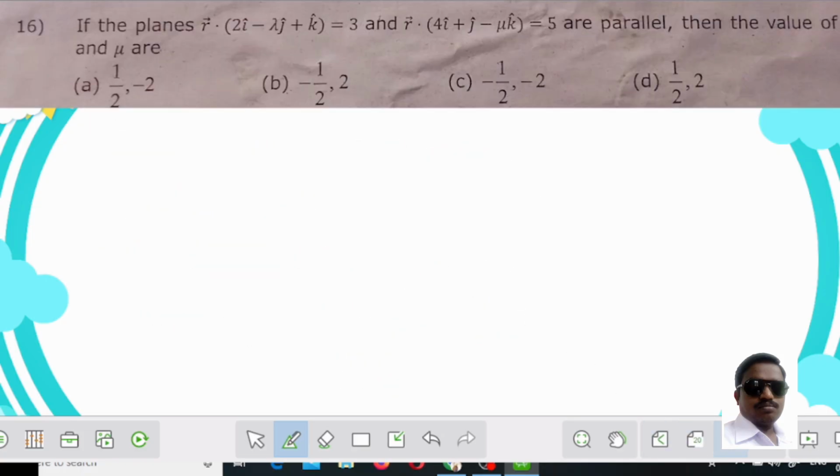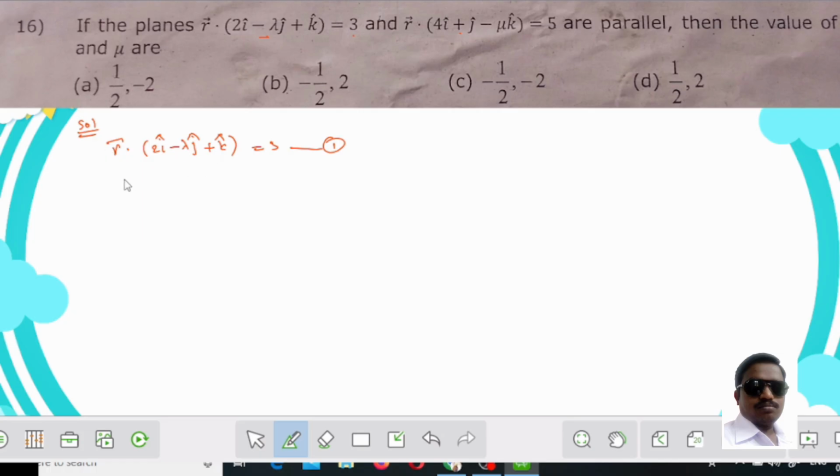The next question, 16. If the planes r vector dot (2i minus lambda j plus k) equal to 3 and r vector dot (4i plus j minus mu k) equal to 5 are parallel, then what are the values of lambda and mu? See, they are giving two parallel planes. Solution: the first plane is r vector dot (2i minus lambda j plus k) equal to 3. Generally, whenever two planes are parallel, the vectors in the bracket are equal or parallel. The constant may vary; the constant value will be distinct.